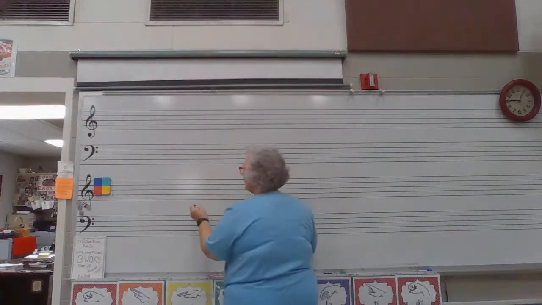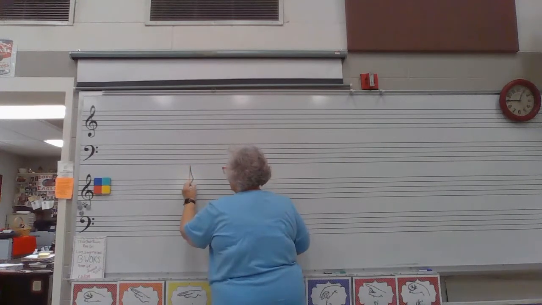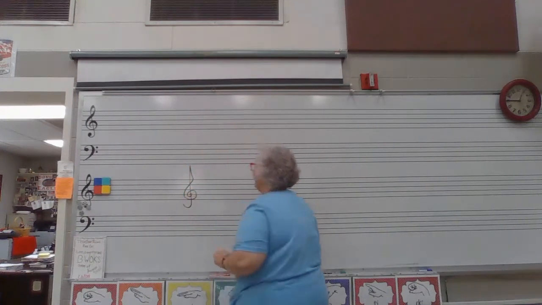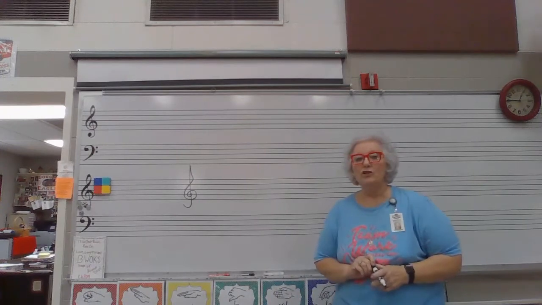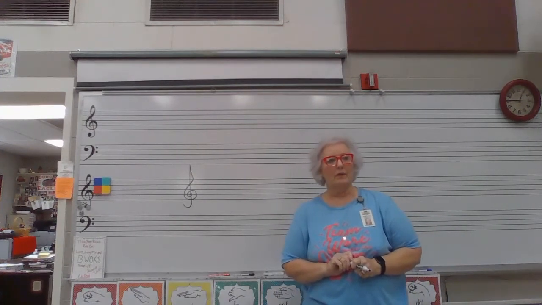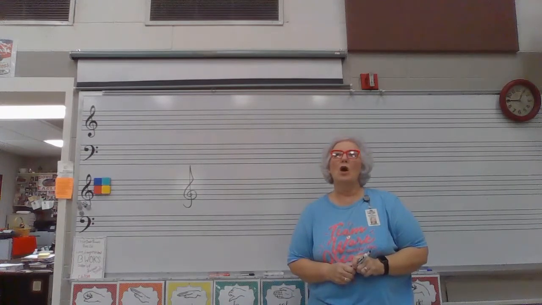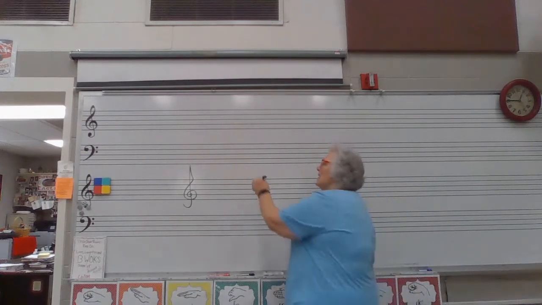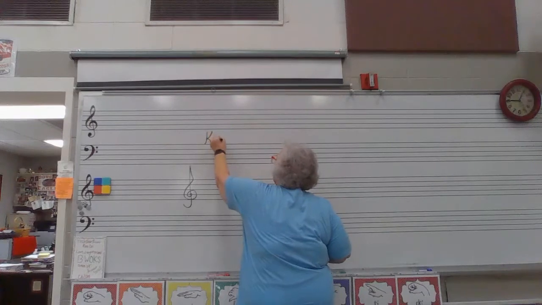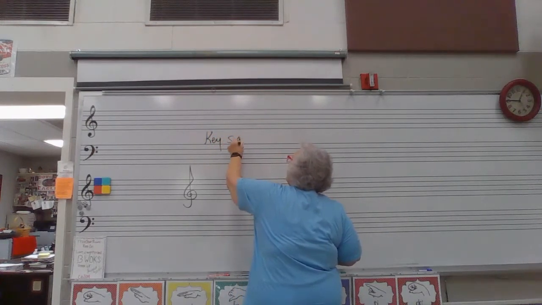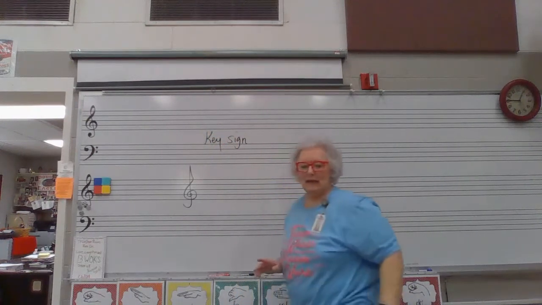Here we go. All right. So here, let's say we have a treble clef sign. When we have a sharp, we raise the note a half step. Correct? Yes. When we're looking for the key sign, that's telling me, what is my piece written in? What key is it written in?